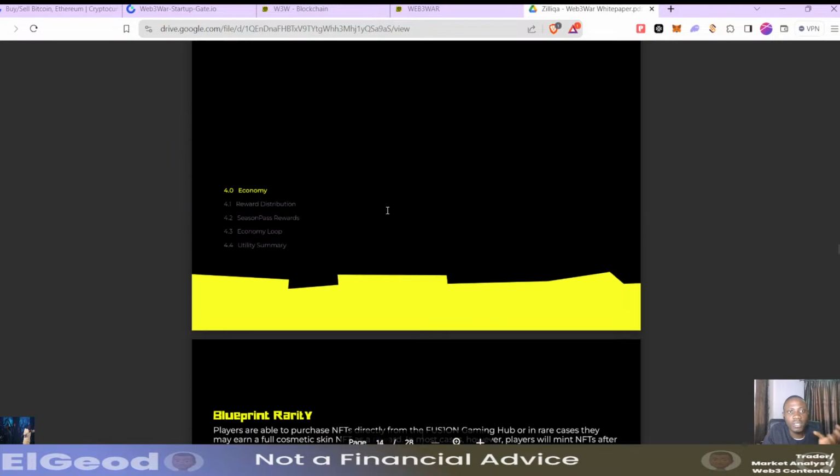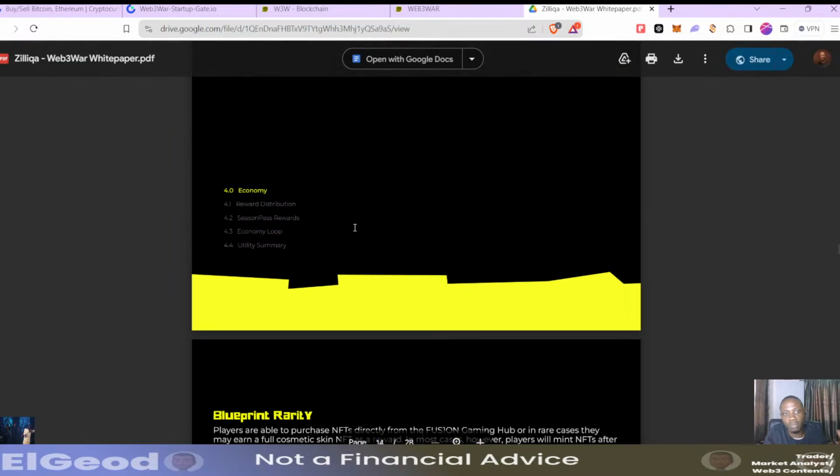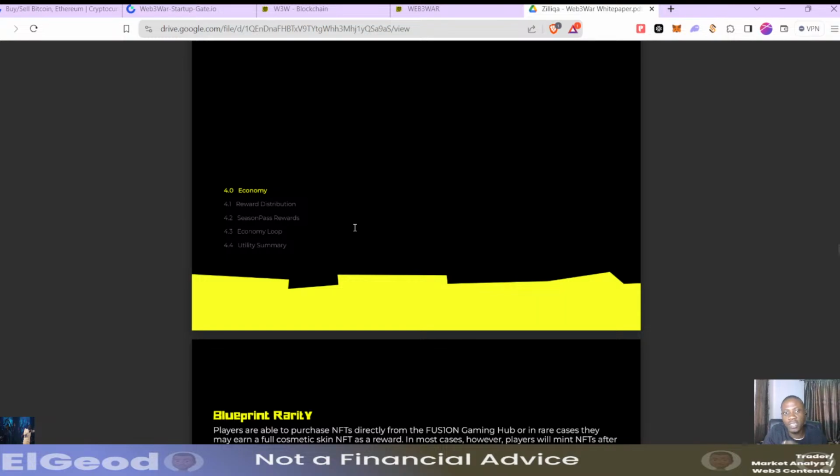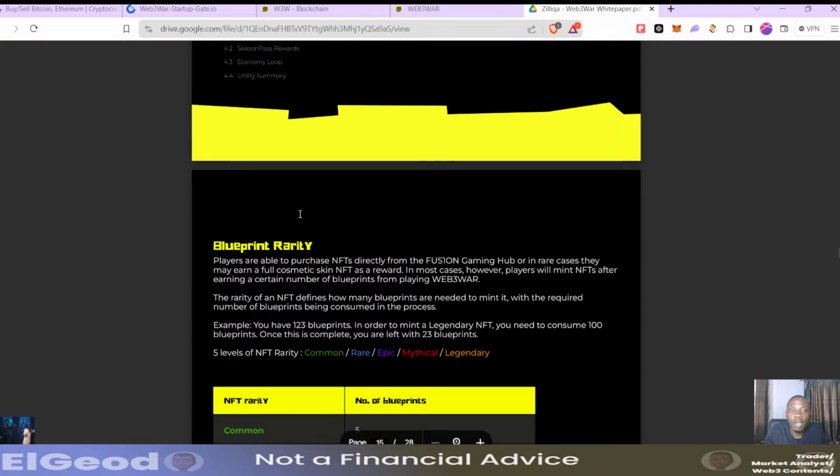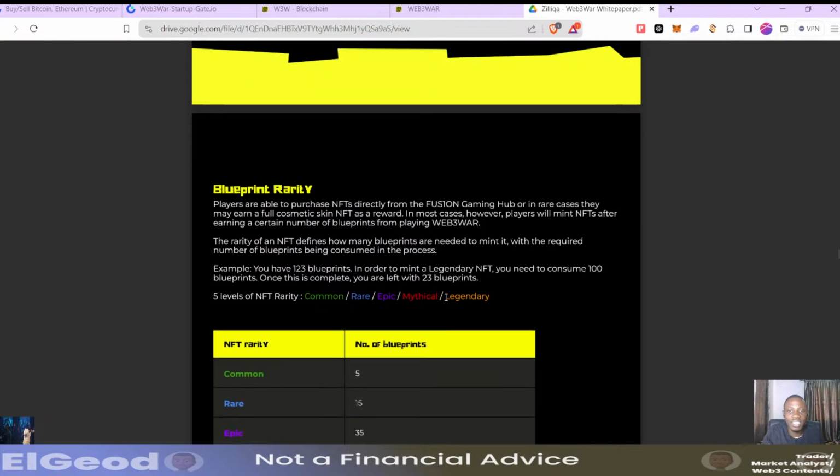So the economy covers these major areas: how the rewards are distributed, season pass rewards, the economy loop, and utility. Now, players are able to access and purchase NFTs directly from the Fusion Gaming Hub, or in rare cases, they may earn a full cosmetic skin NFT as a reward. That's very interesting, since these NFTs are defined by their rarity levels. Number 1 is common, second is rare, third is epic, fourth is mythical, and legendary is the fifth.